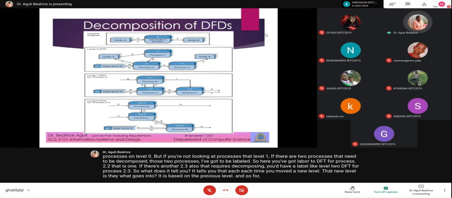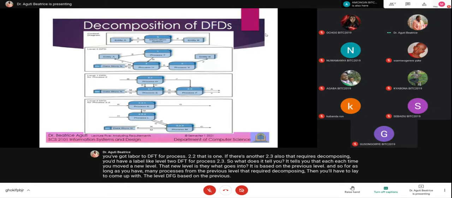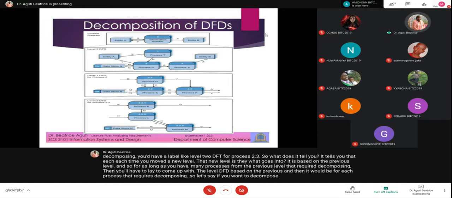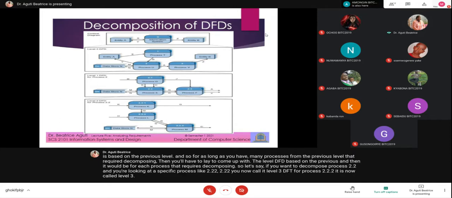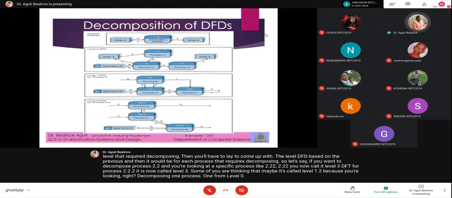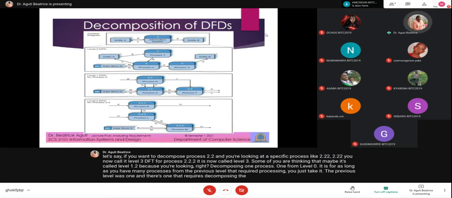And so, for as long as you have many processes from the previous level that require decomposing, you'll have to come up with the level DFD based on the previous one, for each process that requires decomposing. So let's say you want to decompose process 2.2, and you're looking at a specific process like 2.2.2, you would now call it level 3 DFD for process 2.2.2. It is now called level 3. Some of you are thinking that maybe it's called level 1.2 because you're looking at decomposing process 1 from level 0. No, for as long as you have many processes from the previous level that require decomposing, you just take it, the previous level was 1, and there's one that requires decomposing. The next would be labeled as level 2.